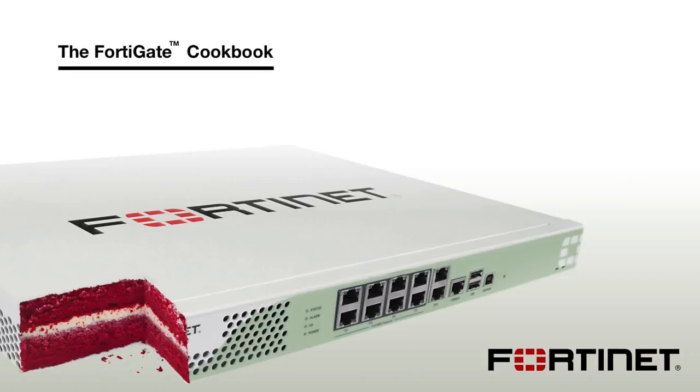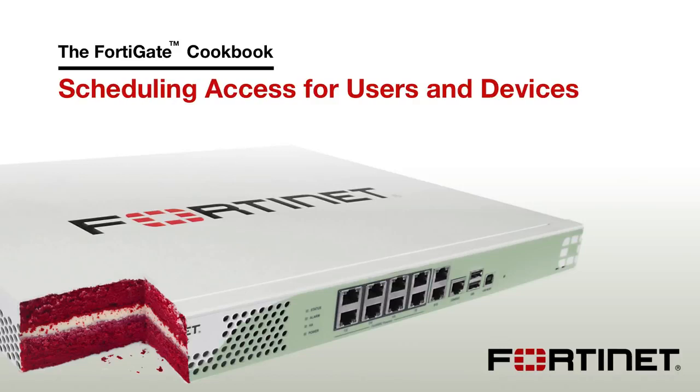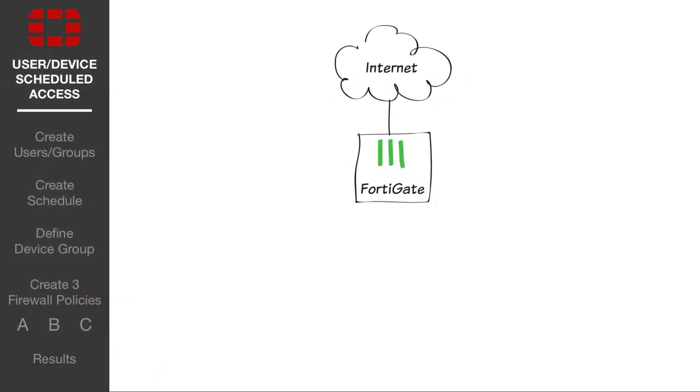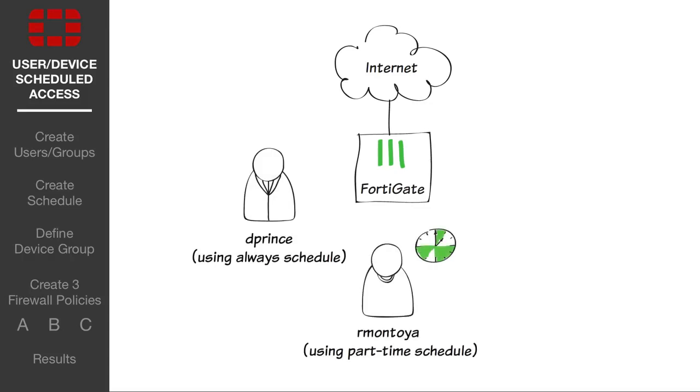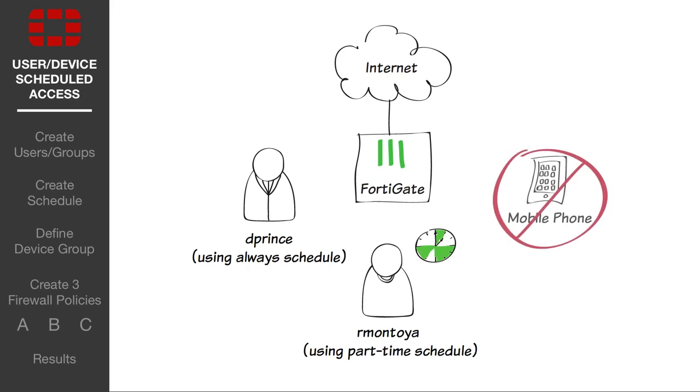In this video, you will learn how to create schedules that restrict internet access based on time and user account info, allowing you more control over what content users can access and how much bandwidth is used. This example involves a full-time employee with unlimited access, a part-time employee with limited access, and a restriction on smartphones but not tablets.